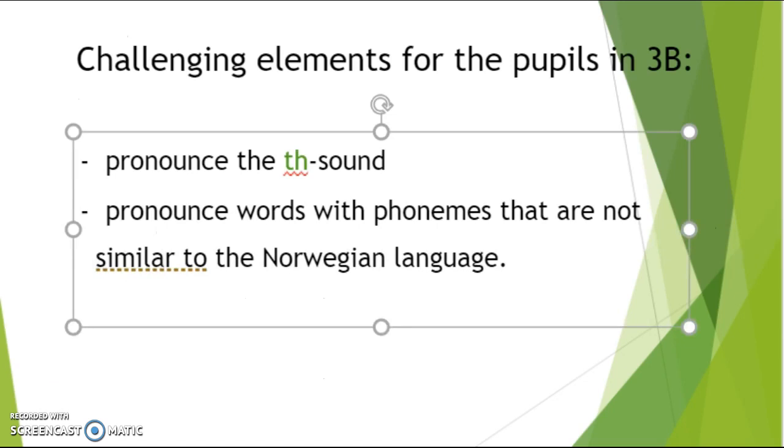I teach 3rd grade, and when I got the assignment, I asked the pupils in my class what difficulties or challenges they have when they speak or when they are going to speak English in the class. Many of the pupils said that the th sound was difficult. And many said that it was difficult to pronounce words with phonemes that were not similar to the Norwegian sounds. And that is understandable because the English language has 44 phonemes but only 26 letters.